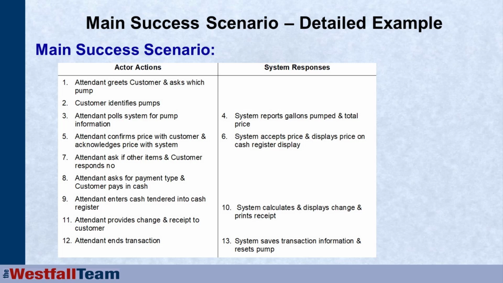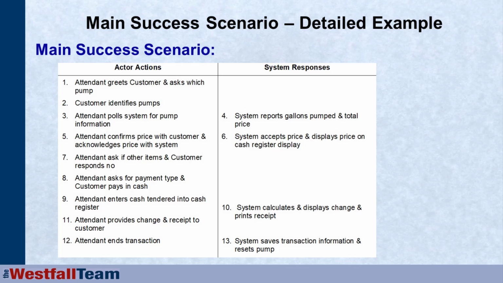But now you have to say the attendant does this, the system does that. You may add a few more words here and there. But to walk you through this, the attendant greets the customer and asks which pump. The customer identifies the pump number. The attendant pulls the system for the pump information. The system reports the gallons pumped and the total price. The attendant confirms that price with the customer and acknowledges the price in the system. The system accepts the price and displays the price on the cash register.